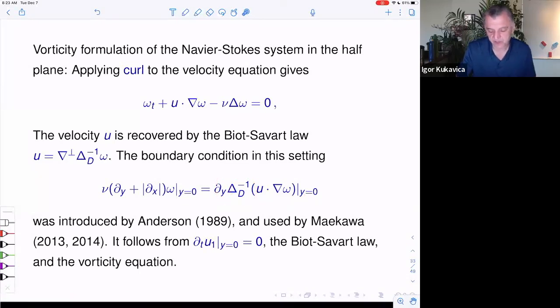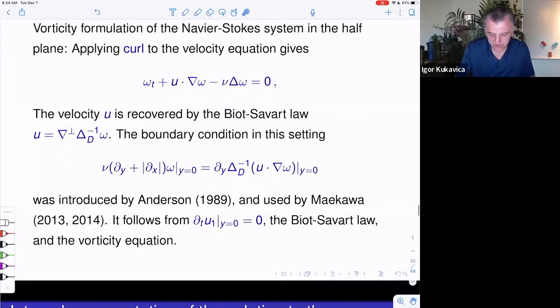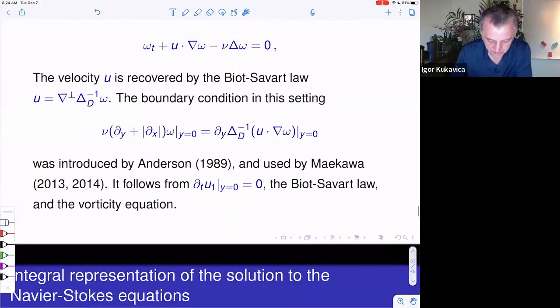There is a short derivation of this, but I'll not go through it. But that's now a well accepted and useful curl formulation for the Navier-Stokes equation in a bounded domain. Its advantage is that there is no pressure. Disadvantage is that the conditions are kind of non-homogeneous and non-linear, but probably non-homogeneity is more of a problem. Okay, so this boundary condition is obtained from the d2u1. So I'll just say this, and then using the BSO1 law.